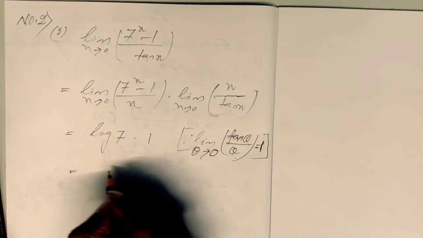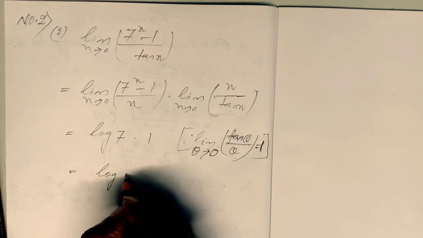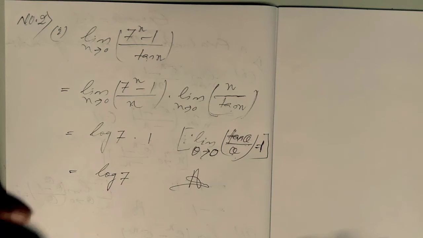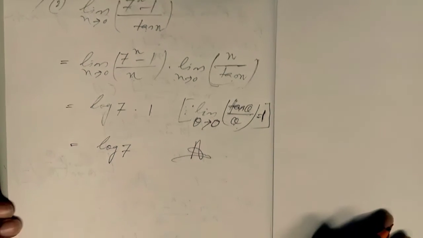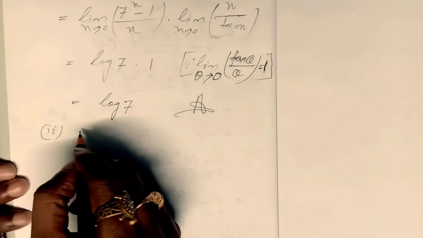Okay, so what is the final answer here? Log 7 into 1 means log 7. The answer of number 2, first part, is log 7. I hope you are able to catch the process. Okay, let us go to the second part. Just see, I am writing the second part here.